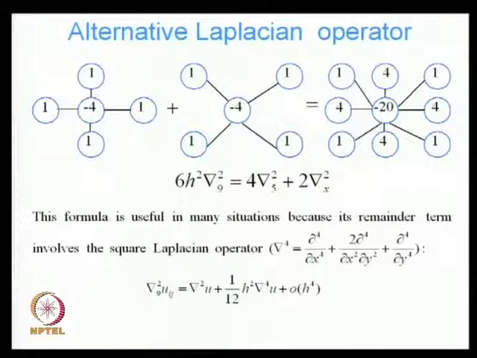This formula is useful in many situations because its remainder term, which is a second order term, is always going to be true. But in this case, the remainder term is actually del 4, which is basically del square. So that's a nice form, it involves the square of the Laplacian. This is your true Laplacian, this is your numerical representation of the Laplacian, and the error is of the order of the square of the Laplacian. That is why this is nice, because the error is of the order of the square of the Laplacian.